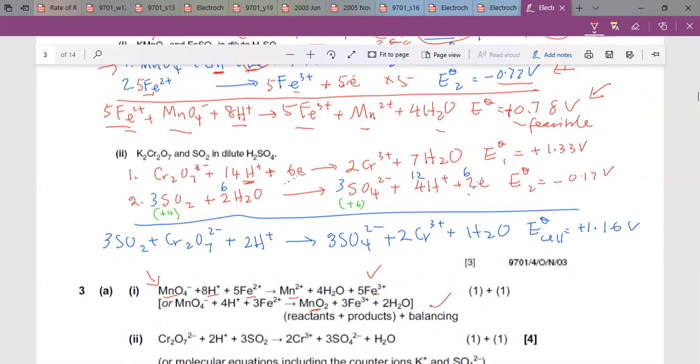So now this dichromate with SO2. SO2 is well known for what? As a good reducing agent. It's the only reducing agent gas, a reducing gas. That means this is going to be oxidized. Dichromate, Cr is +6 here, going to be reduced to +3.